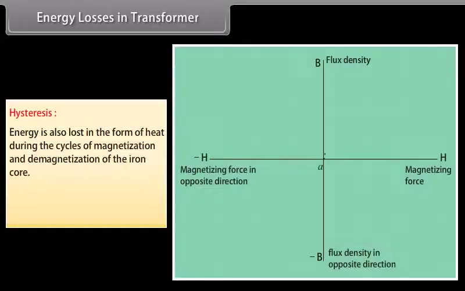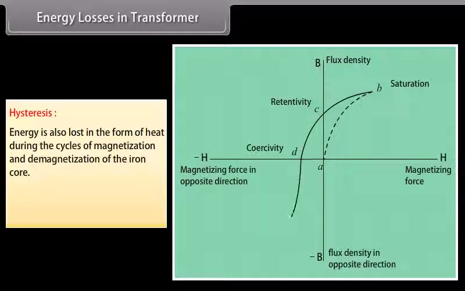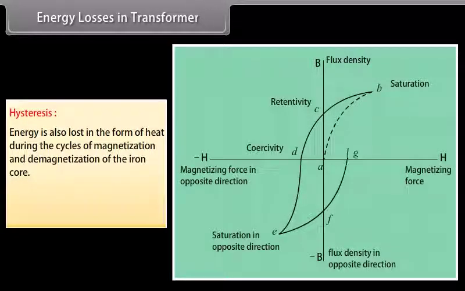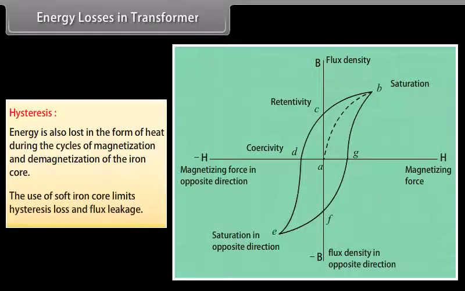Hysteresis: energy is also lost in the form of heat during the cycles of magnetization and demagnetization of the iron core. This loss can be minimized by using core material having a narrow hysteresis loop. The use of a soft iron core limits hysteresis loss and flux leakage.